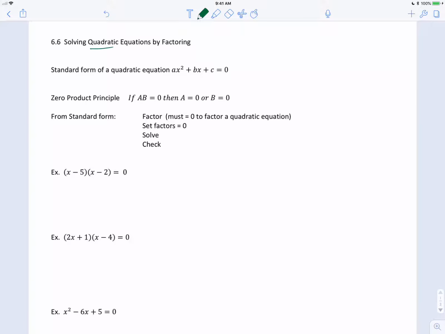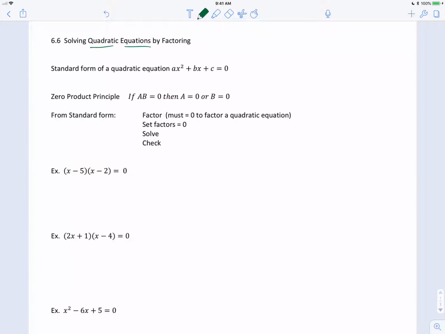All right, last video, or at least last instructional video: solving quadratic equations. Let's remember that the standard form of a quadratic equation is ax squared plus bx plus c is equal to 0.